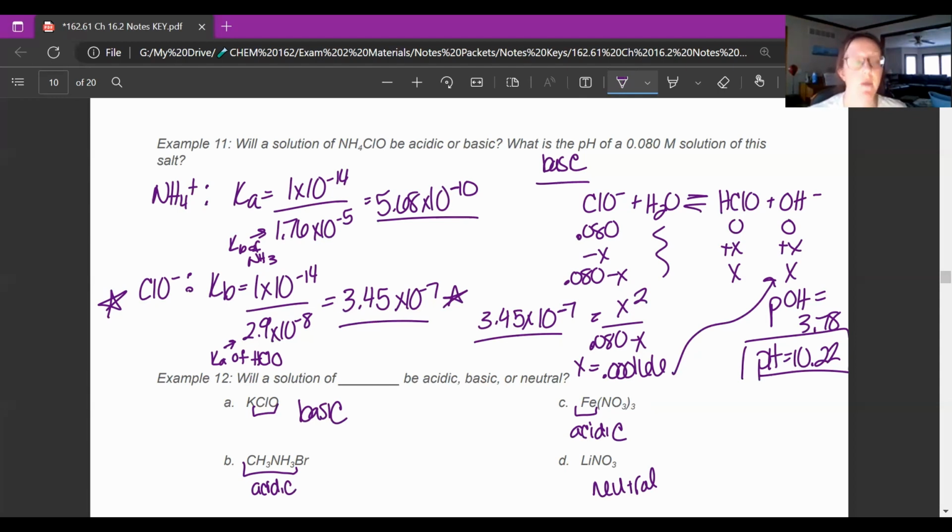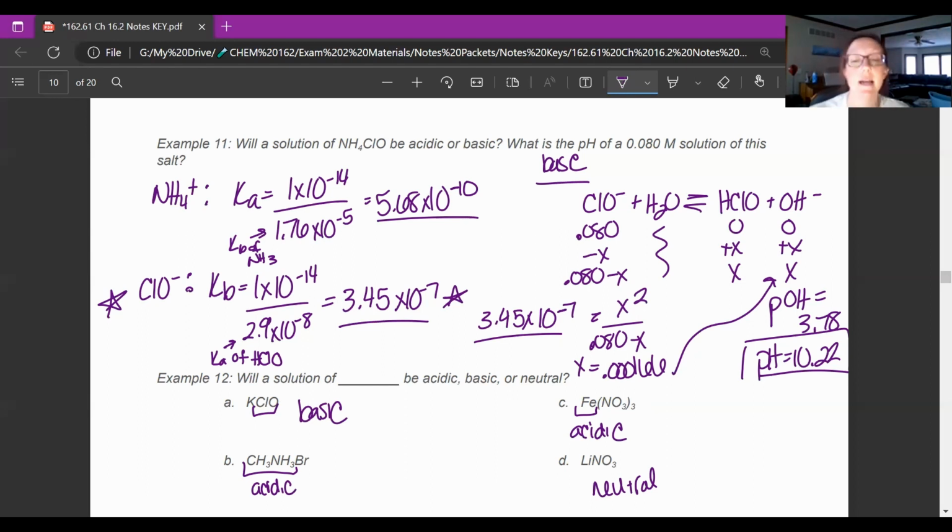Part B, CH3NH3Br. Well, Br minus, that ion, is the conjugate of HBr, so that is not going to affect it because that's a strong acid. So CH3NH3, look at that N, its conjugate acts like a weak base, so this one's going to act like a weak acid.